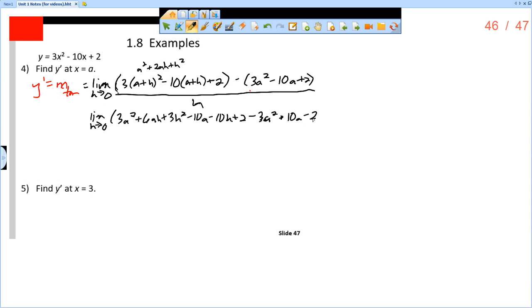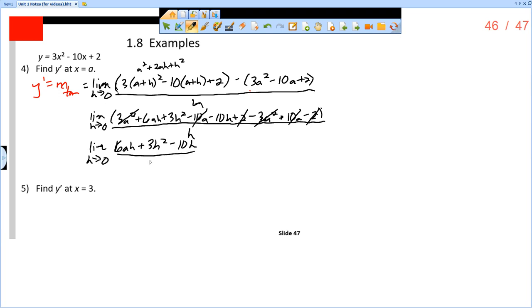Very important that you remember that everything without h must subtract out at this point in the problem. If it doesn't, you've made a mistake. So 3a squared minus 3a squared, those do in fact subtract out. Minus 10a plus 10a, good, plus 2 minus 2. Now you'll notice everything else has an h, so I'm going to carry that down. Limit as h approaches 0 of 6ah plus 3h squared minus 10h, all divided by h.